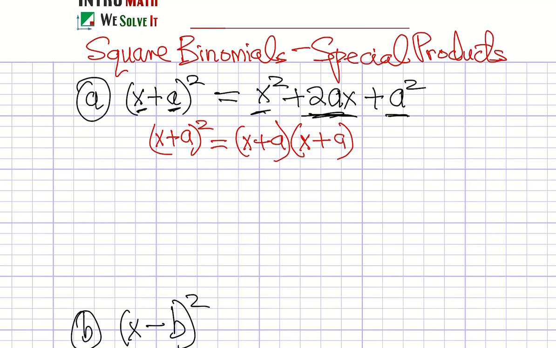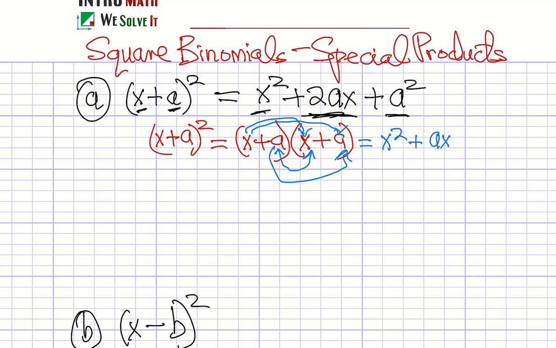Americans use what they call FOIL. You take x, you multiply x. You keep with x, you take x, you multiply a. And then you come to this a here. You take a, you multiply x, you take a, you multiply a. That's all, and then you add them. X times x is x squared, okay? And then plus x times a, we'll write it as ax. We don't write xa.